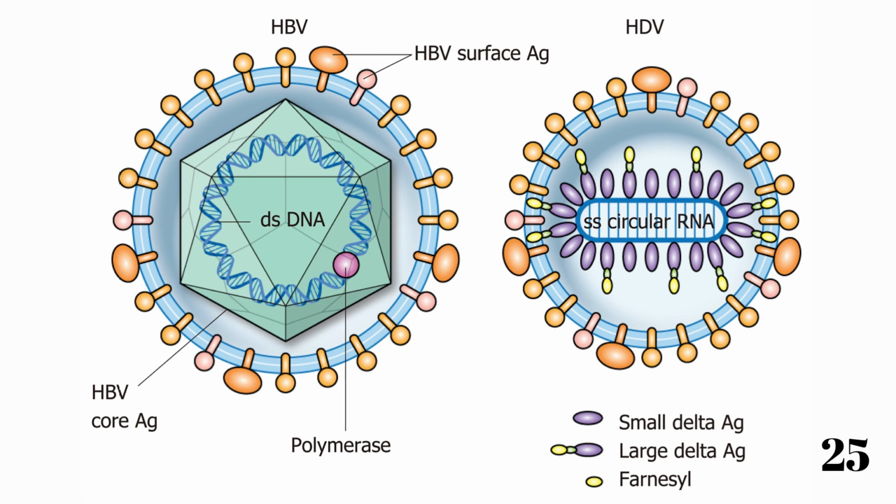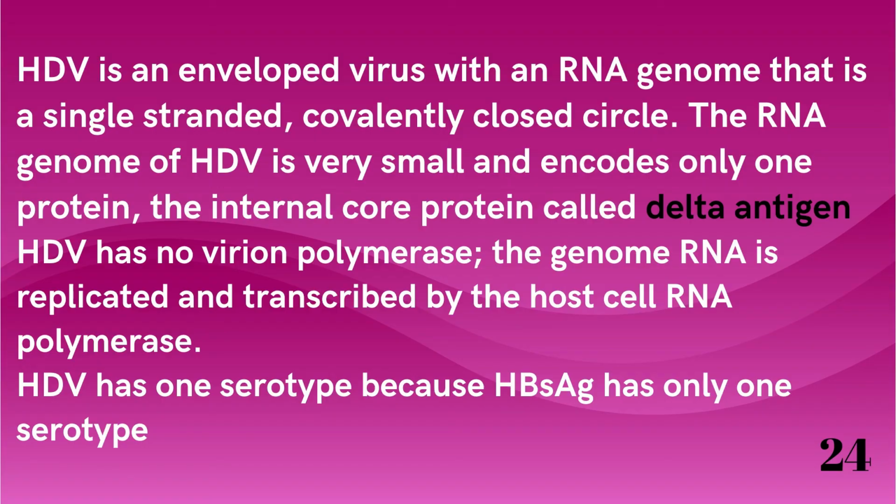Hepatitis D virus is an enveloped virus with an RNA genome, a single-stranded, covalently closed circular RNA. The RNA genome of hepatitis D virus is very small and encodes only one protein, the internal core protein called delta antigen. Hepatitis D virus has no viral polymerase. The genome RNA is replicated and transcribed by the host cell RNA polymerase.